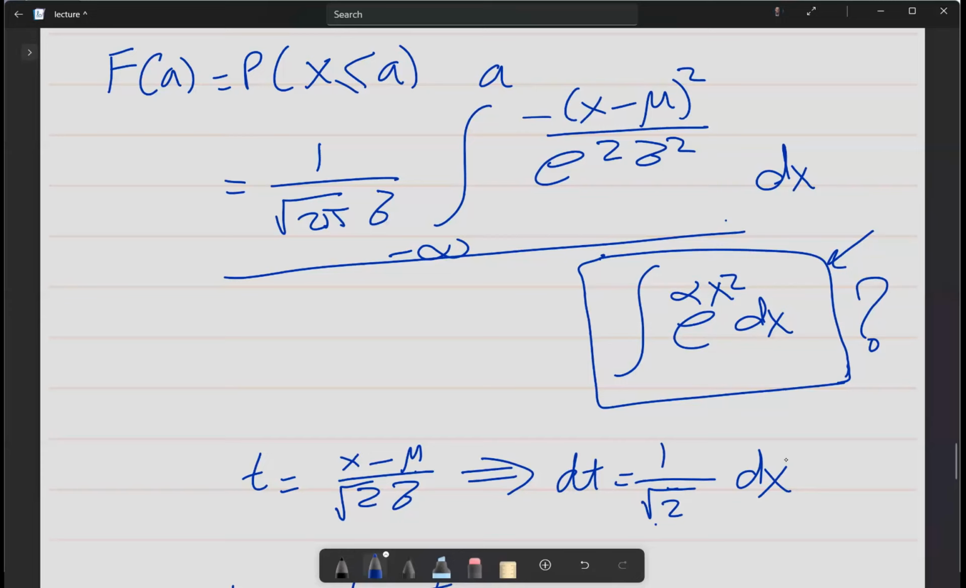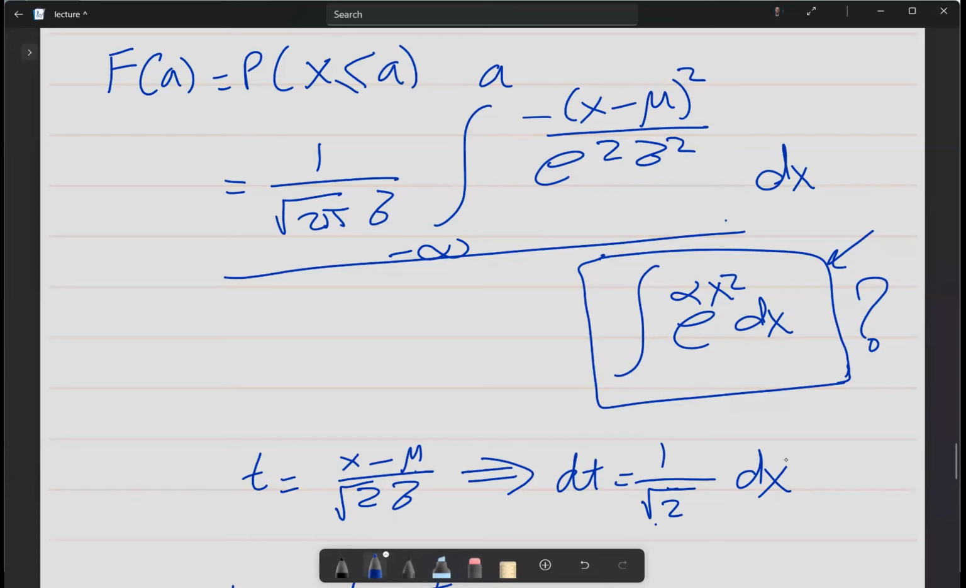Okay, and now dt is equal to dx divided by square root 2. We take the square root 2 with dx, and it becomes dt, and then we will have this e to the power minus t squared. But here we will have from minus infinity up to a. So if you substitute x with minus infinity, t will also be minus infinity.